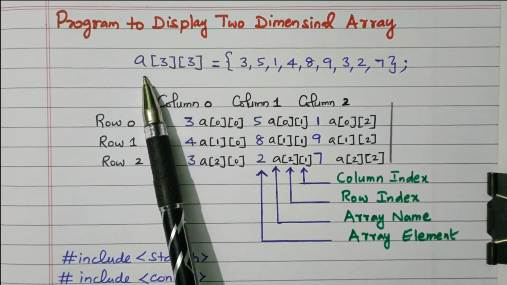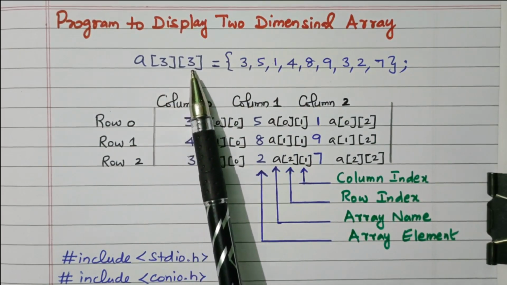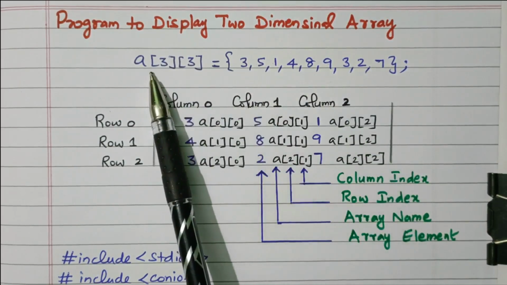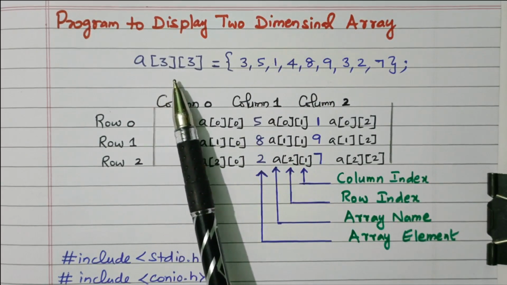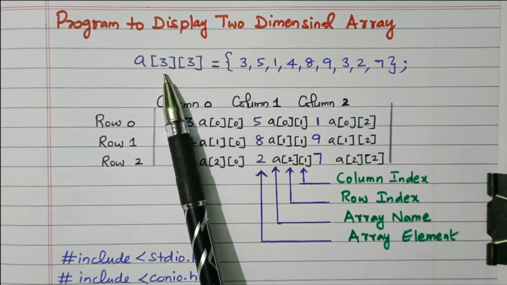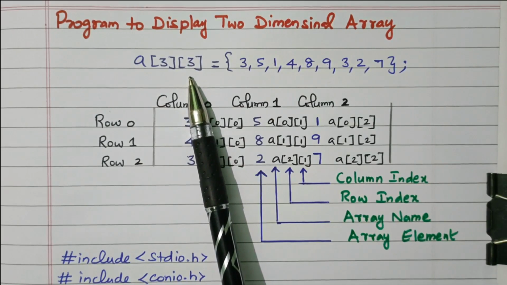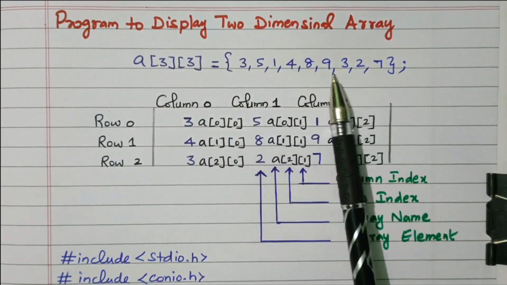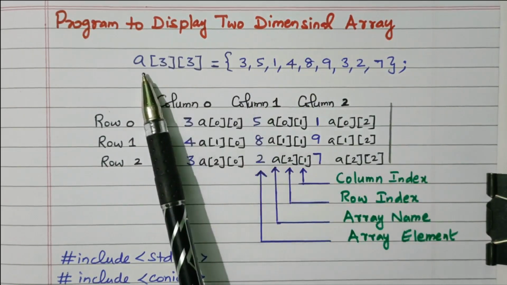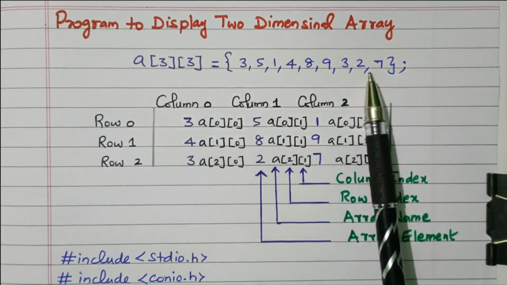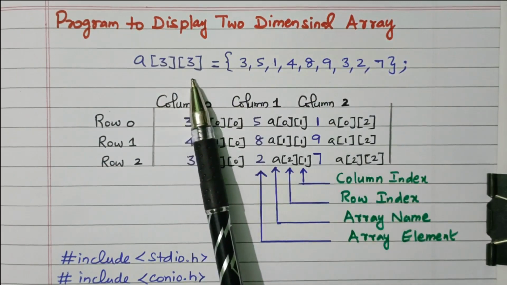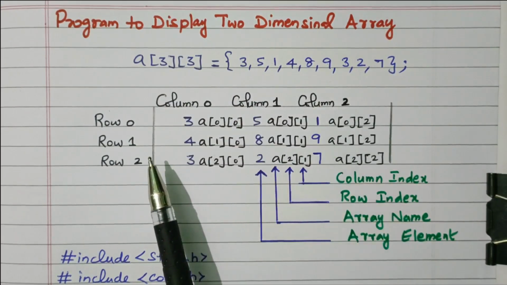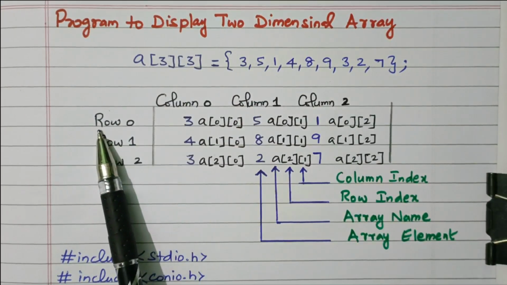So you see that we have A[3][3] equal to, and 9 numbers are given. A is the array name. The first 3 indicates the row size and the second 3 indicates the column size. These 9 numbers are the matrix elements, the array elements. So A[3][3] with 9 numbers is nothing but a 3 cross 3 matrix. Now we'll see how these elements are arranged in rows and columns. There are 3 rows available.